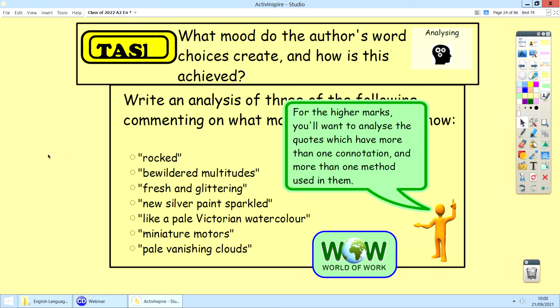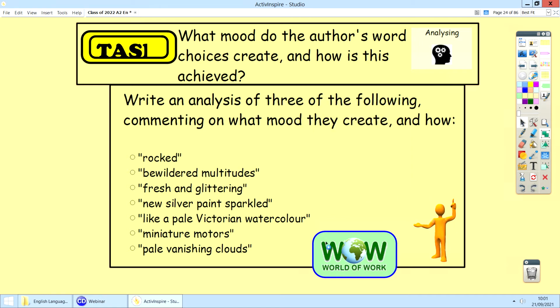He says, for the higher marks, you'll want to analyse the quotes which have more than one connotation and more than one method. I'm sure that you've seen my analysis triangle before, but just in case, I'll describe it to you. So if you spend a lot of time on the quote and hardly any time on your analysis, meaning your triangle is top heavy, you will gain fewer marks and have a lower grade. If you spend a little bit of time on the quote but a lot of time on analysis, then your triangle will be bottom heavy, and that's where the higher marks will be achieved. Okay, so let's put Helpful Harvey away and let's see what the world of work has to say.